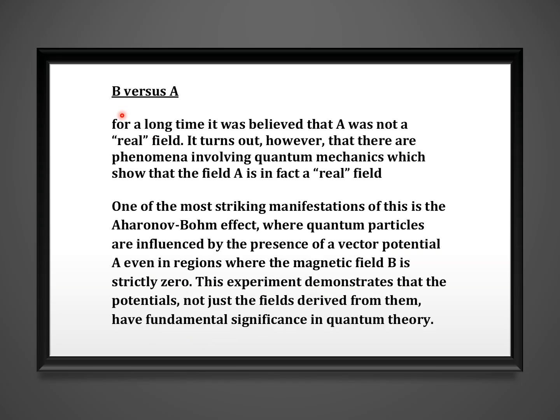Now about the magnetic field B and the vector potential A. For a long time it was believed that A was not a real field. It turns out, however, that there are phenomena involving quantum mechanics which show that the field A is in fact a real field. One of the most striking manifestations of this is the Aharonov-Bohm effect, where quantum particles are influenced by the presence of a vector potential A even in regions where the magnetic field B is strictly 0. These experiments demonstrate that the potentials, not just the fields derived from them, have fundamental significance in quantum mechanics.